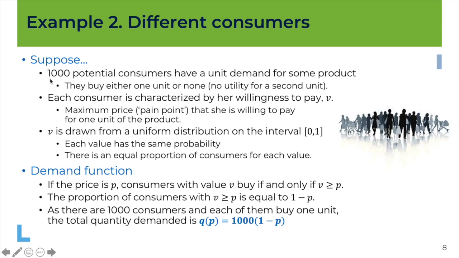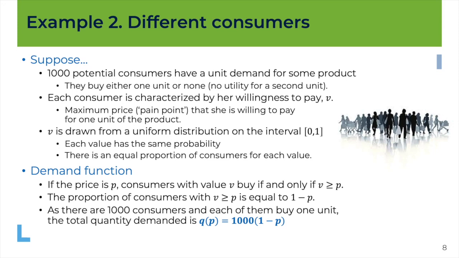Suppose you have 1,000 potential consumers, and each of them has a unit demand for some product. What is a unit demand? As the words say, it means that the consumers are willing to buy 1 unit or 0, but they don't have any utility for a second or third or fourth unit. Think of buying a fridge. You're going to buy 1 fridge and keep it for a number of years. Most people don't have a utility for a second fridge.